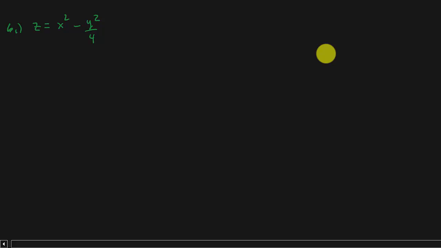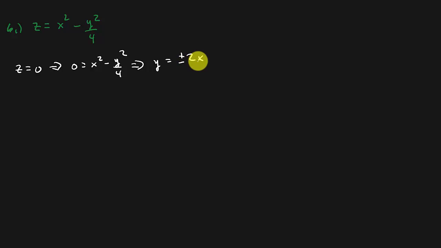So I could start off with Z equals 0. If that's the case, that's going to give me 0 equals x squared minus y squared over 4, which is actually y equals plus or minus 2x. That's just a line, isn't it? That's a line in the xy plane.